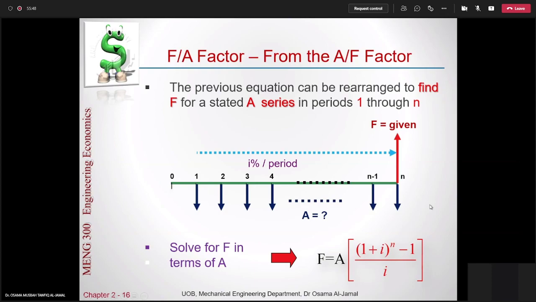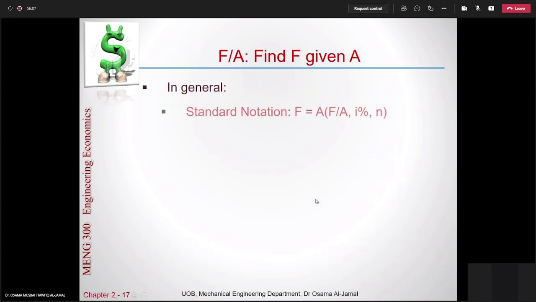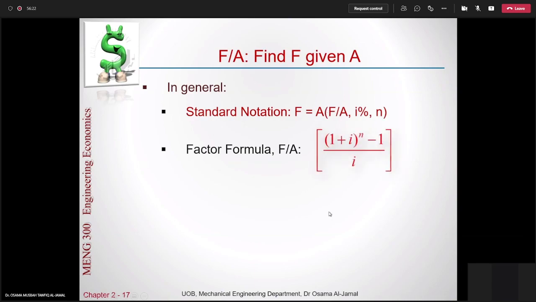With the same cash flow diagram and the same standard notation, the only thing that will differ is the arrangement of A and F. So in here it will be F given A, i%, N. And then the factor formula. When we say it again, factor formula, not the standard notation, just that factor, the formula for it.